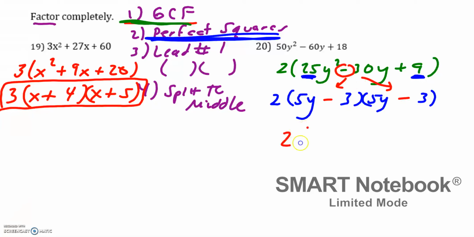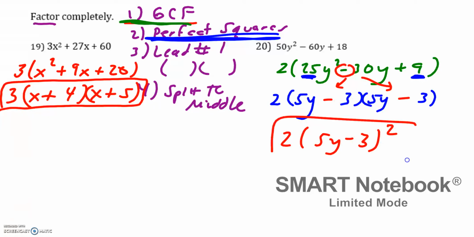I would say the best way to write your answer, though, is 2 times 5y minus 3 squared, because this parenthesis happens twice. So again, to reiterate, please, when you're factoring, look at your GCF first and then perfect squares. It usually makes your process a lot faster than split the middle.